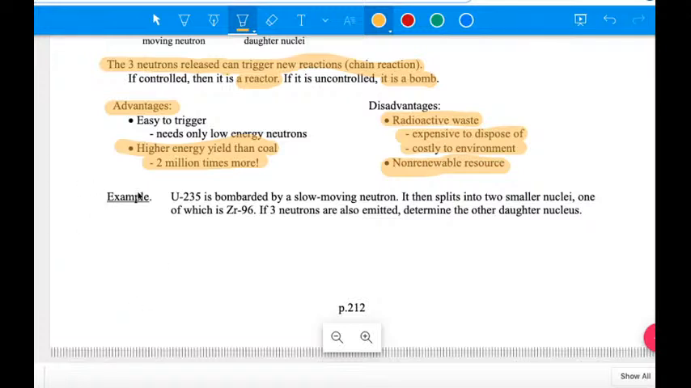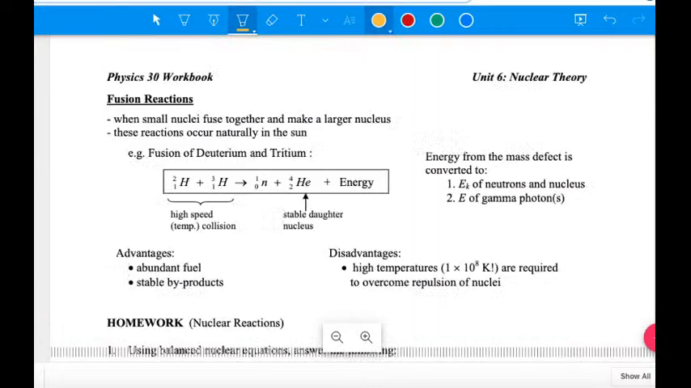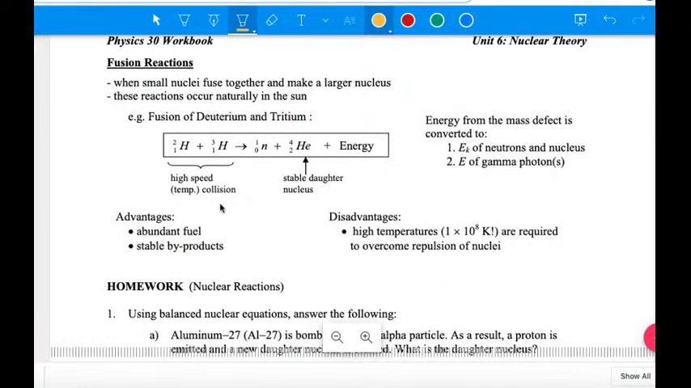All right, so whenever you're doing the homework questions, thinking about a slow-moving neutron, right, splitting, and we'll always get 3 neutrons. So those are kind of some of the key things that are telling us that we're working with a fission reaction. All right, you can find that example on the other video as well.